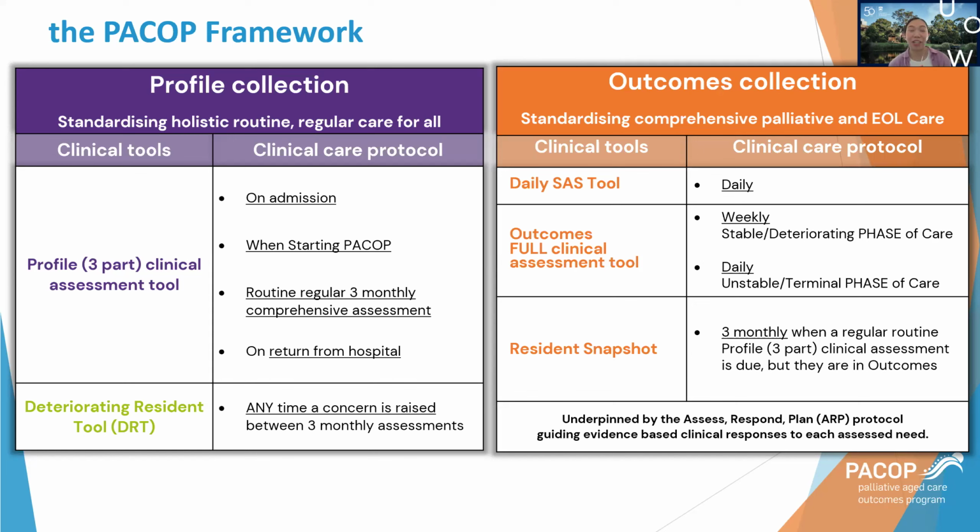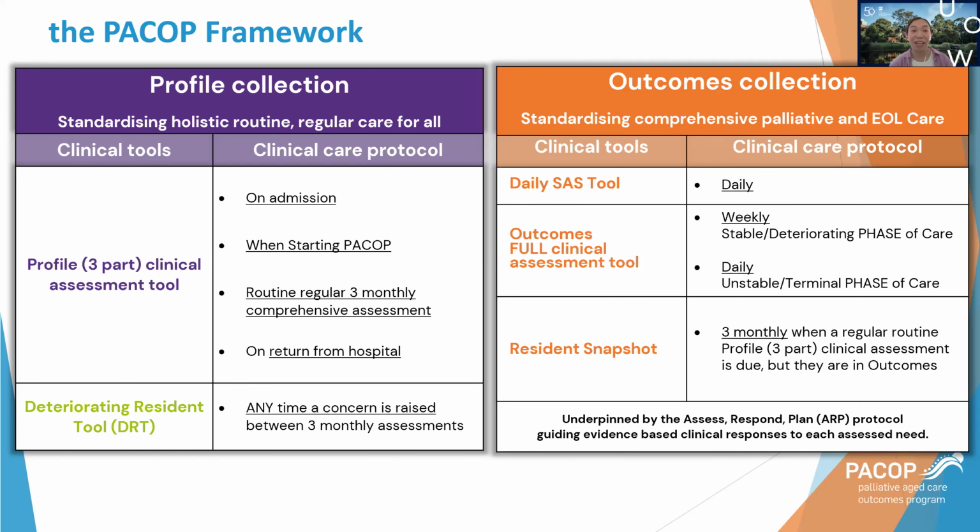For the outcomes collection, because we've identified an active palliative care need, we check on the resident with their daily SAS tool regularly, and that means daily. Apart from that, we also do the full clinical assessment either daily or weekly. The questions we're trying to ask are: is the care plan effective? Are we meeting the residents' needs? And how often do we need to check on them?